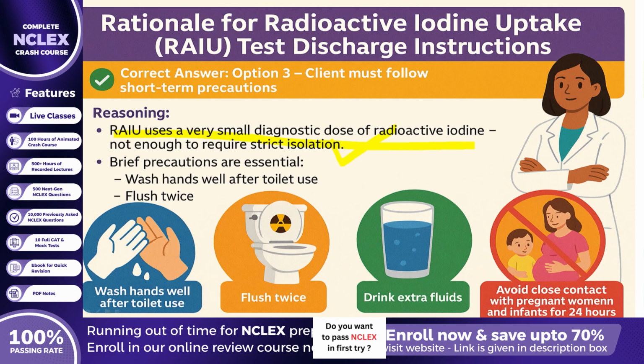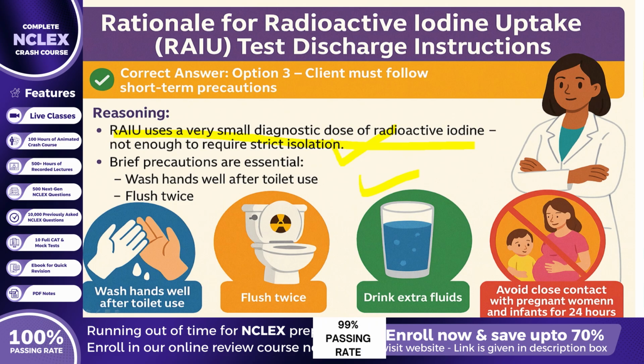These include flushing the toilet twice after use, washing hands carefully, rinsing sinks and bathtubs, avoiding close contact with pregnant women and children, and using separate towels or linens. This teaching ensures the safety of household members while protecting the client. Importantly, there is no need for prolonged isolation because the radiation dose is too small to cause significant hazard.